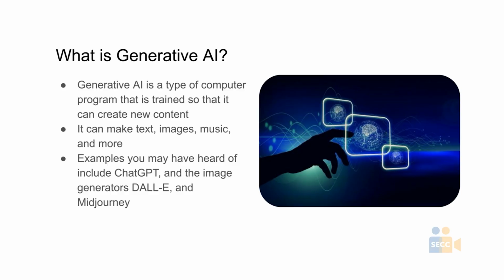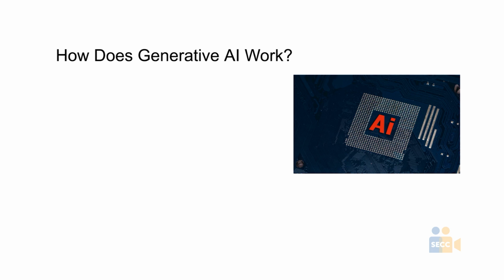And so ChatGPT is one you've heard of. For images, you might have heard people talk about DALL-E, or maybe Midjourney, and so on. There are a lot of tools out there people are using to create new content by asking it to create things for them. And the way it works is it first gets trained.